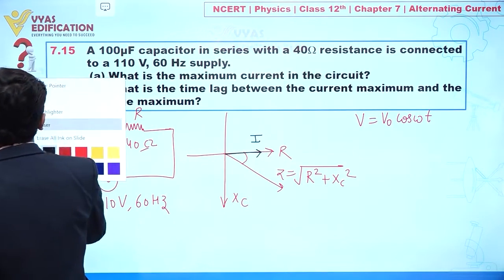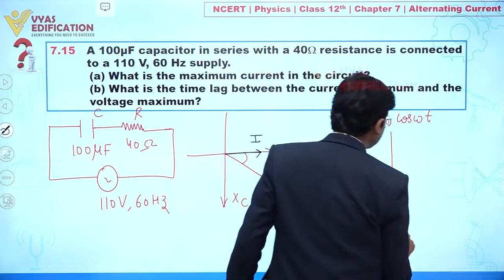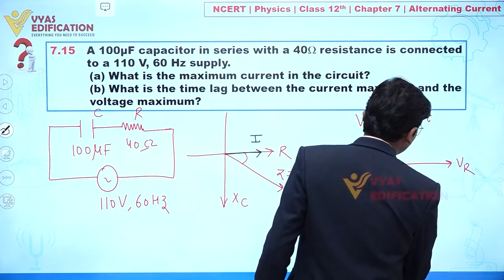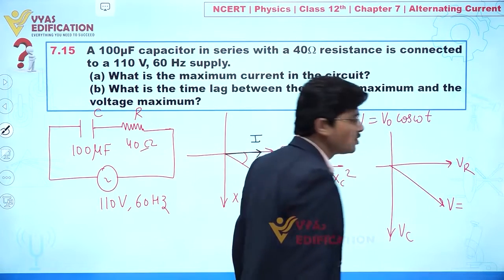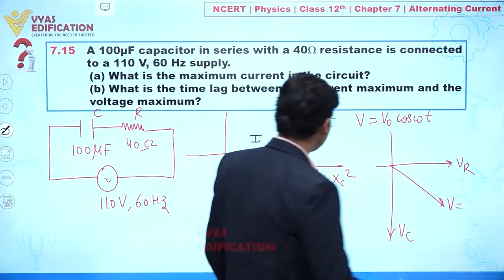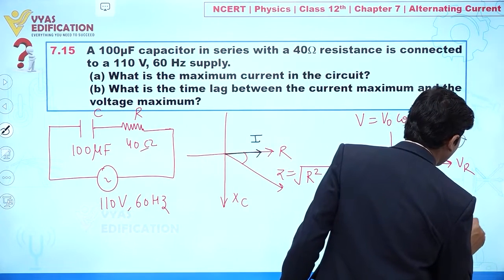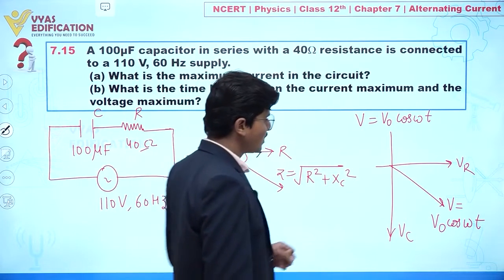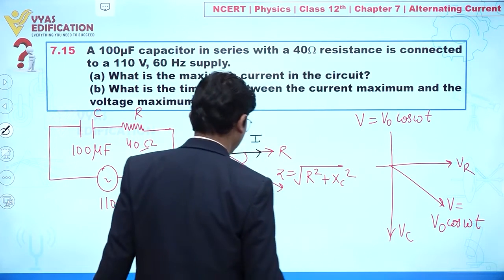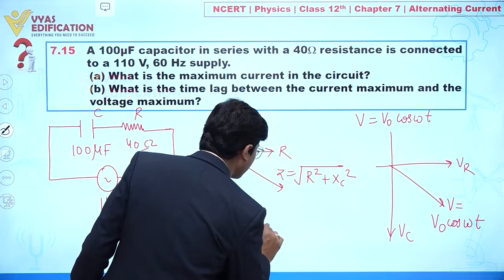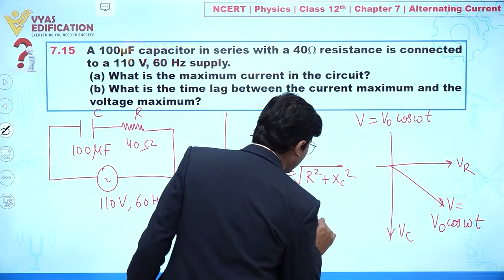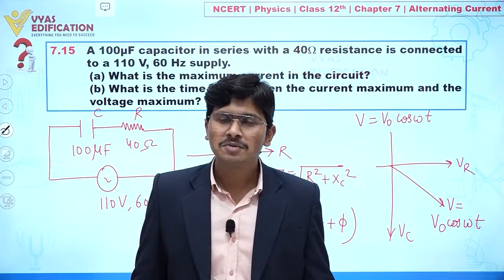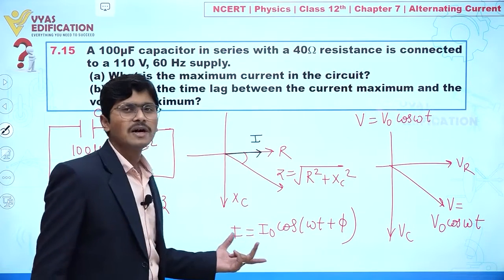Now we can also draw it like this. In this direction it is representing VR, in this direction VC, and this is the resultant, whose value is given by V equal to V naught cos of omega t. Now can we write the value of I? Yes, I is given by I naught cos of omega t plus phi. What is my objective in this question? My objective is to calculate the value of I naught.